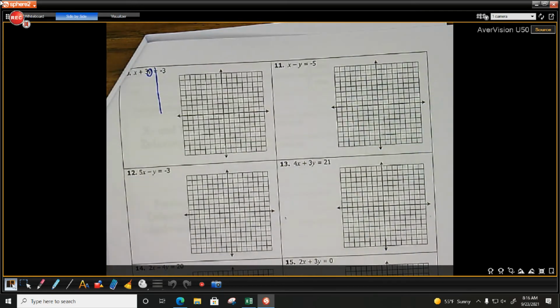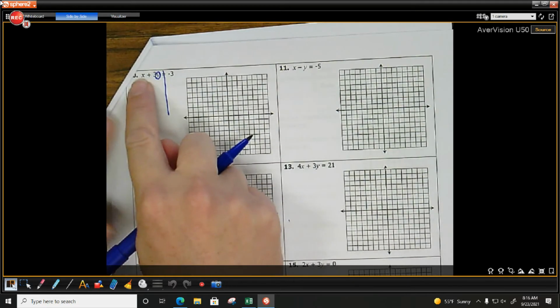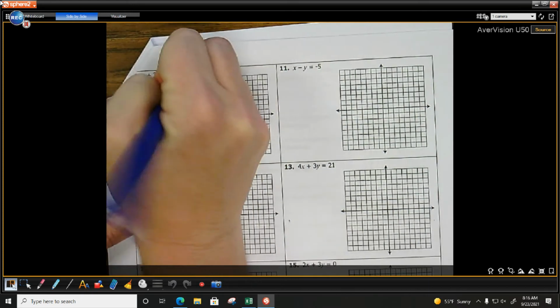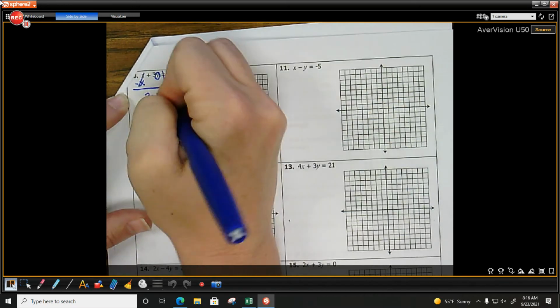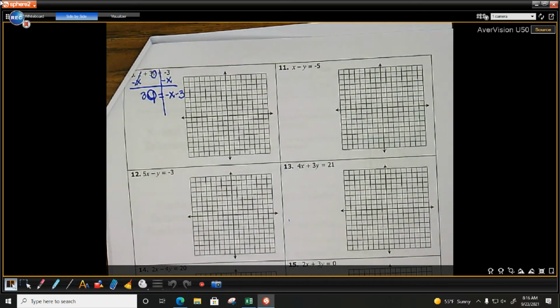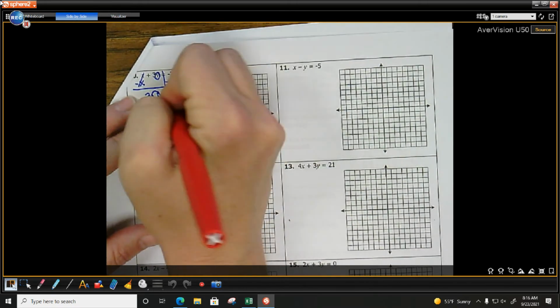What am I going to do? This is what we just took our quiz over. What am I going to do to get y by itself? Subtract what? Subtract the x. I want to get rid of the x term first. x minus x cancels out, and I get 3y equals negative x minus 3. Keep your y circled. What am I going to do next? Divide by, not y, just 3. Very good. Divide by 3.